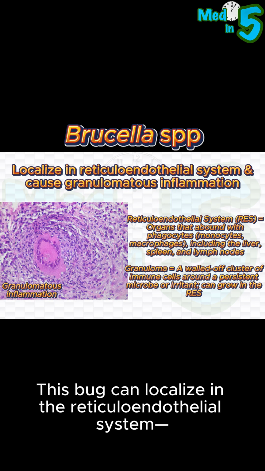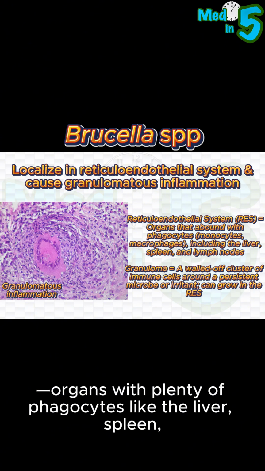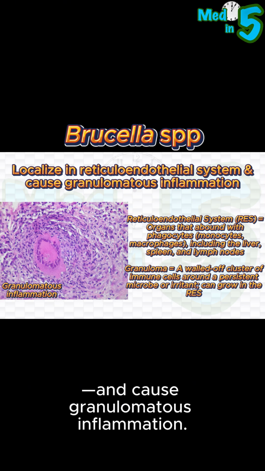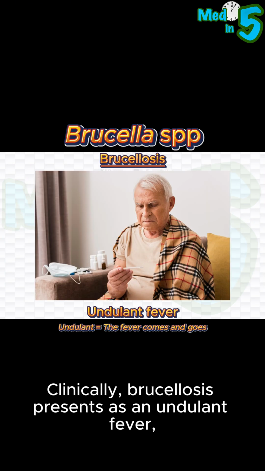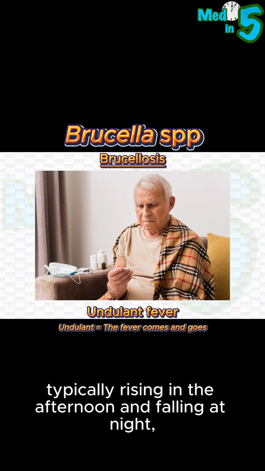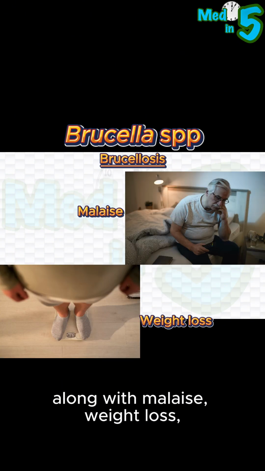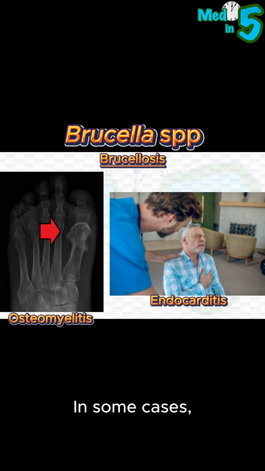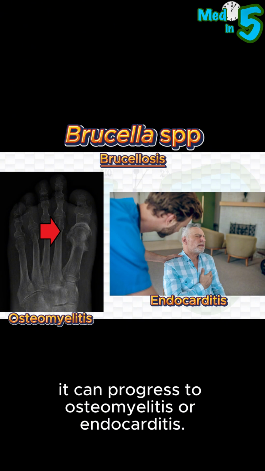This bug can localize in the reticuloendothelial system, organs with plenty of phagocytes like the liver, spleen, lymph nodes, and bone marrow, and cause granulomatous inflammation. Clinically, brucellosis presents as an undulant fever, typically rising in the afternoon and falling at night, along with malaise, weight loss, arthralgia, and hepatosplenomegaly. In some cases, it can progress to osteomyelitis or endocarditis.